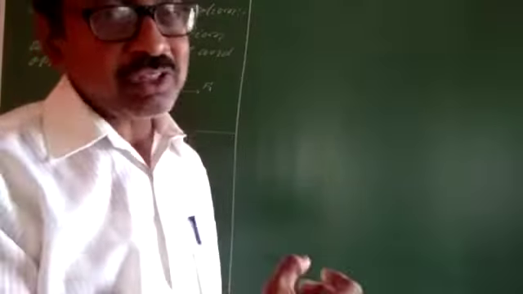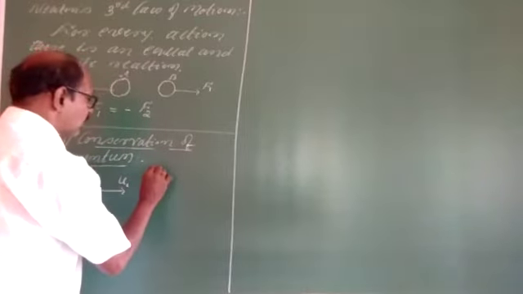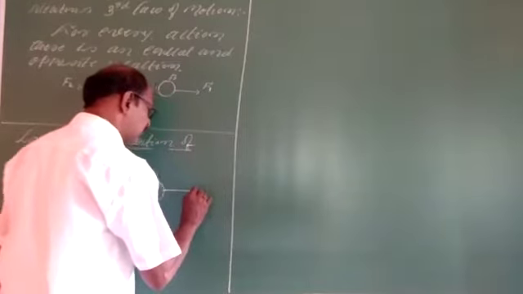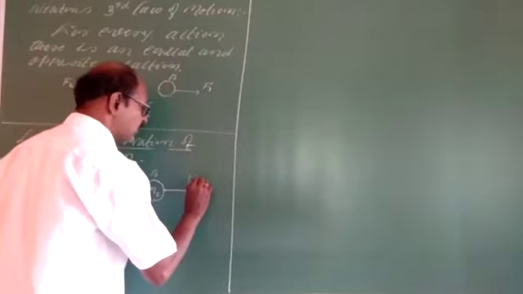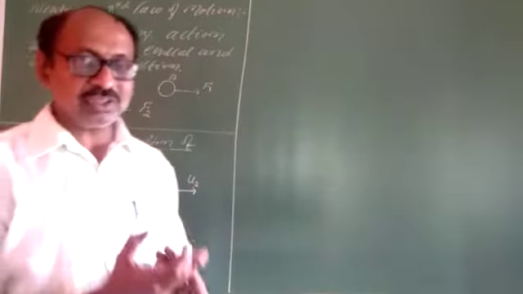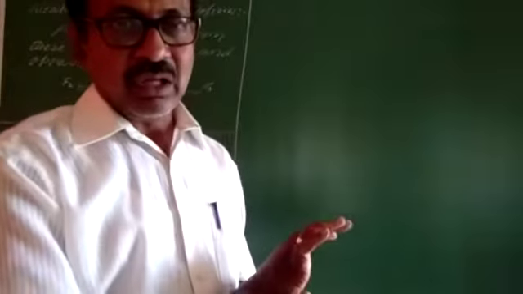Then there is another body. Here is another body. Let us consider this body has a mass M2, and this body is B. It is also moving in the same direction. Its velocity is u2, that is termed as the initial velocity of that body.